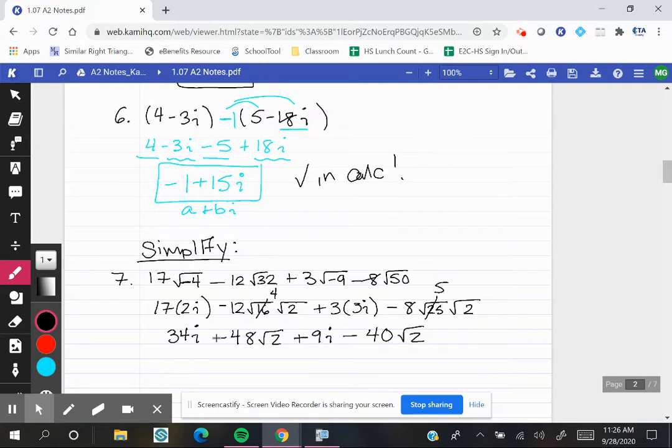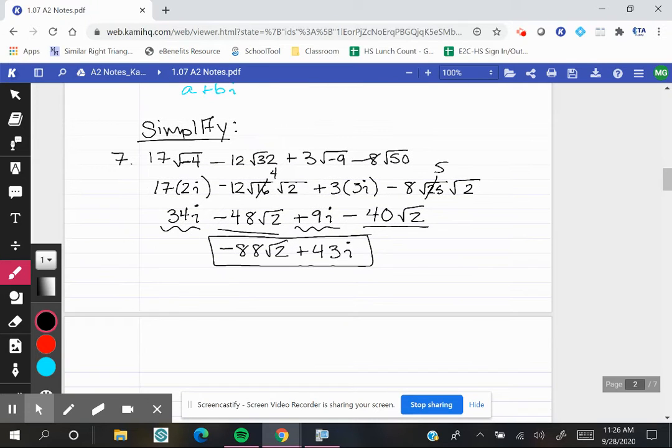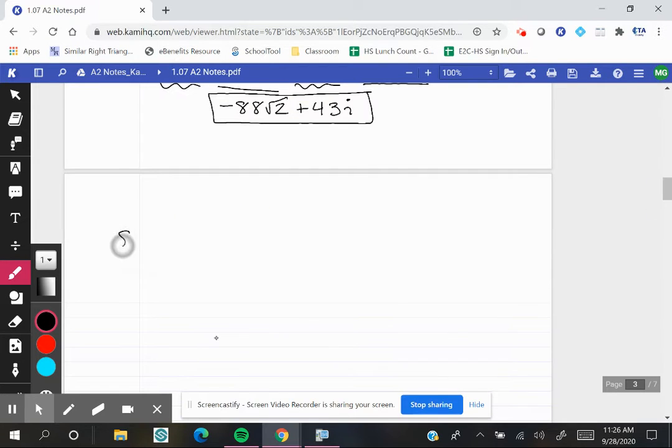So again, we're looking for our like terms here. So I have negative 48 rad 2 minus 40 rad 2. So that's going to give me negative 88 rad 2. And then I have 34i plus 9i will give me 43i for my final answer. So a lot of work, but just make sure you take it step by step. And if you need to write out more steps even than I am, please feel free, if that helps you, to just sort everything out.